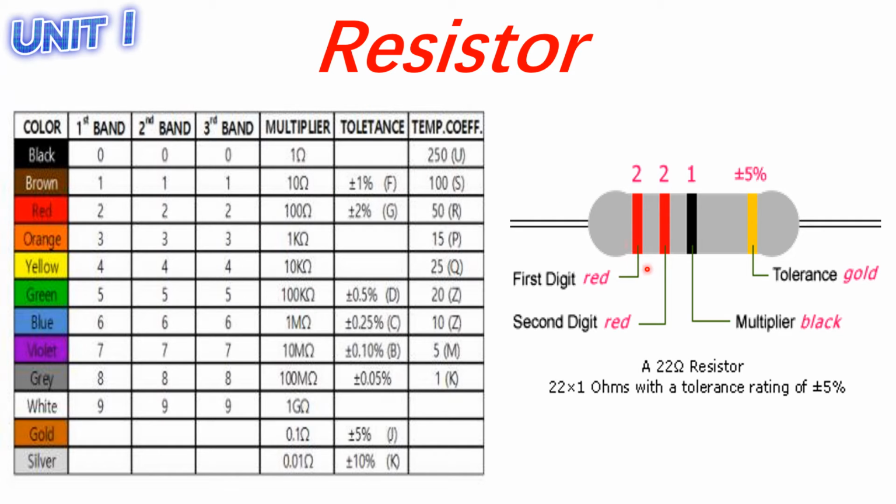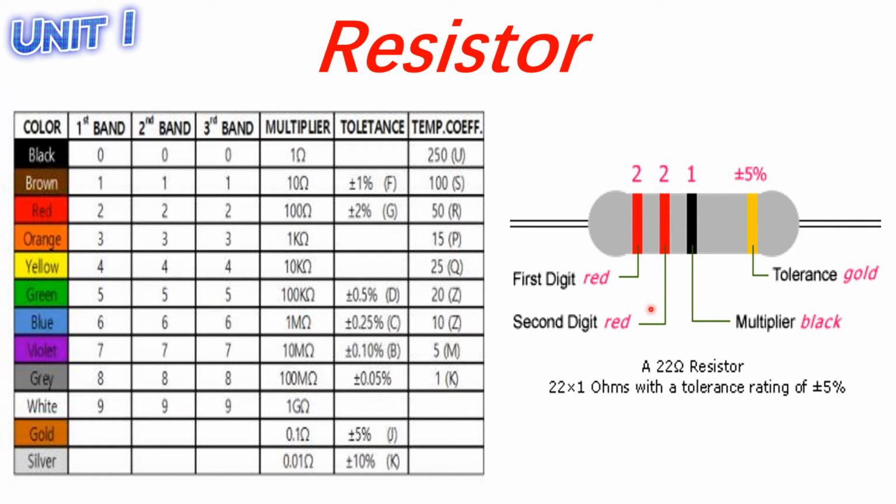So you have here a 4-band resistor. This is your first band, second band, third band, and fourth band. Using the table, we are going to analyze the value of each line. The first digit is red. In your first band, you're going to look at the first column. The first band states it's 2, right?